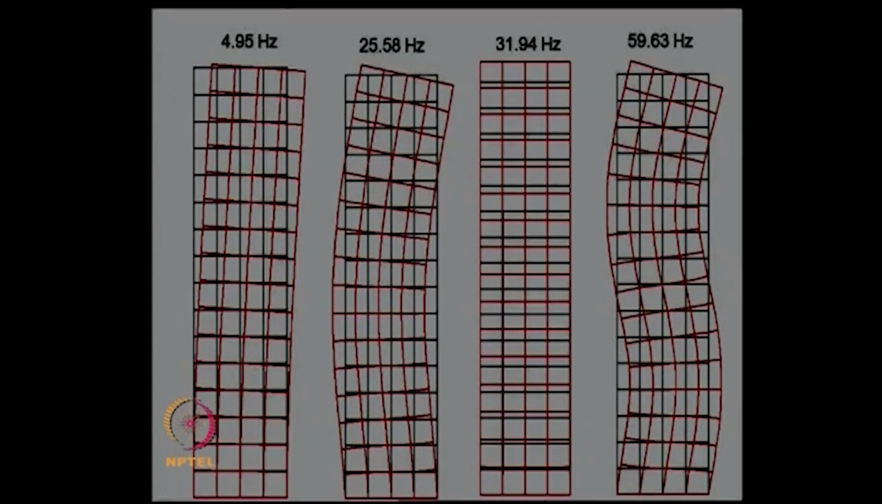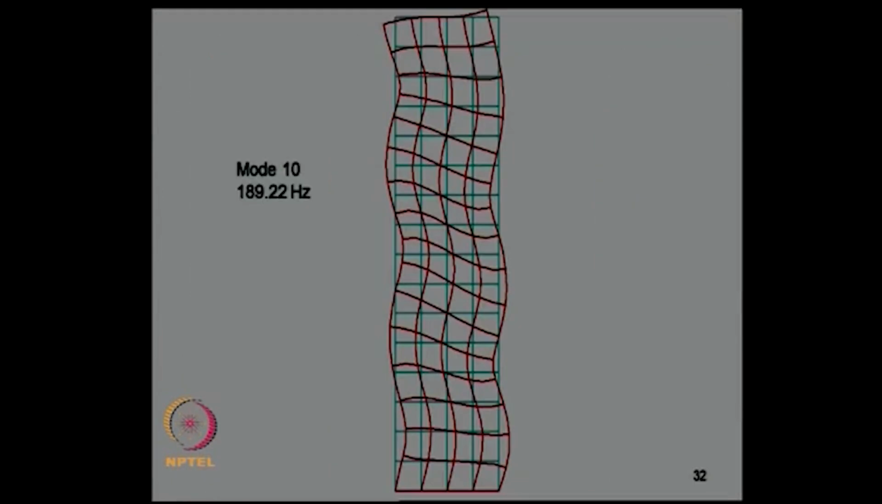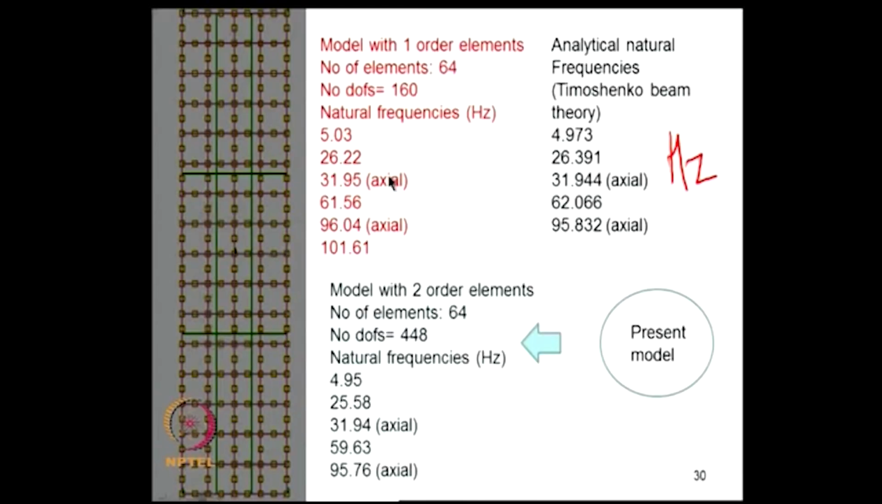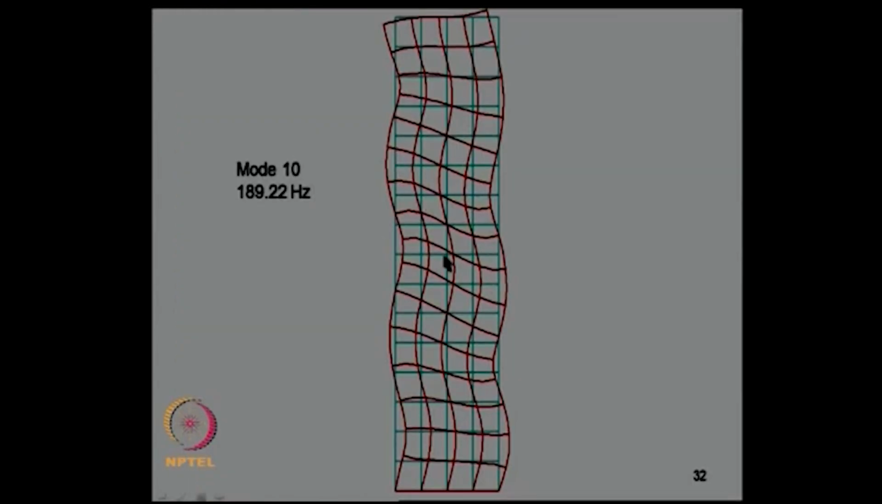So, these are the mode shapes, first 4 mode shapes are shown here. So, you can see that now the mode shapes are smoother because they are represented with greater detail within an element. This is the 10th mode. Higher modes would not be so smooth as it is seen here. If we had used the first order element, this mode would not be as smooth as is seen here.